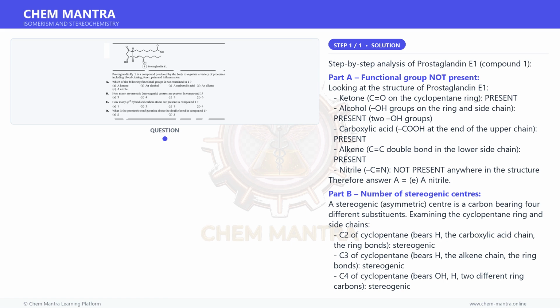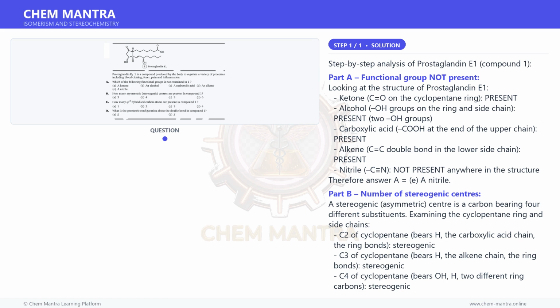2 alkene carbons, C=C in the lower side chain, 2 sp2 carbons. Total sp2 carbons equals 1 plus 1 plus 2 equals 4. Therefore answer C equals D, 4. Part D, geometric configuration of the double bond.